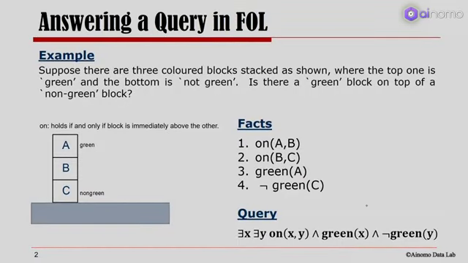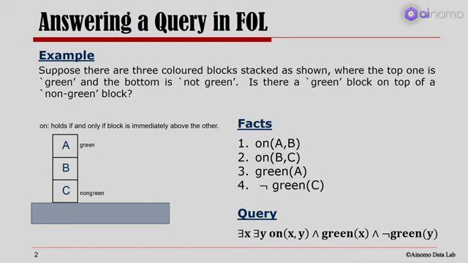So here is our blocks world problem that we introduced in the last lecture. There are three colored blocks stacked as shown. The top one is green and the bottom one is not green. Now the query is: is there a green block on top of a non-green block? Can a first order logic inference system answer such a query?